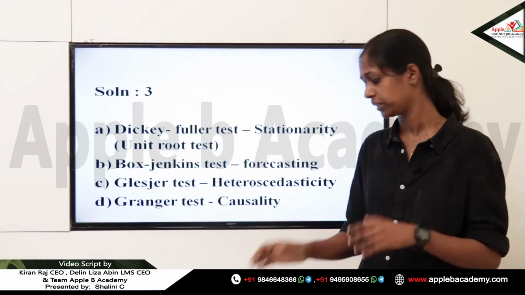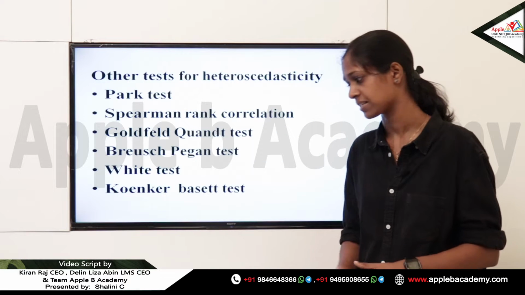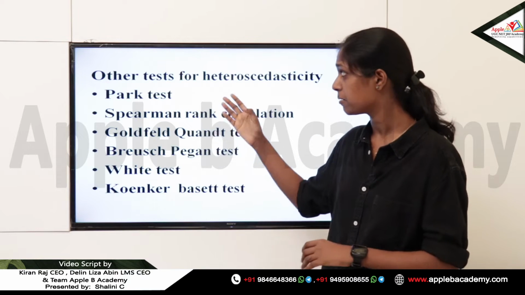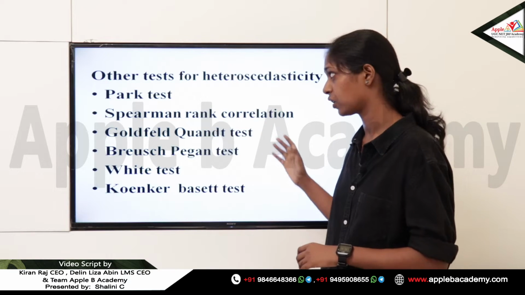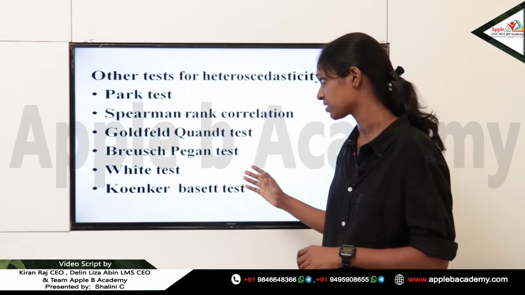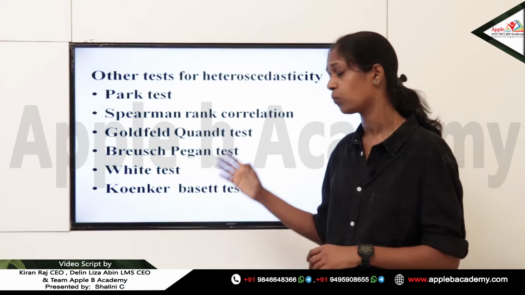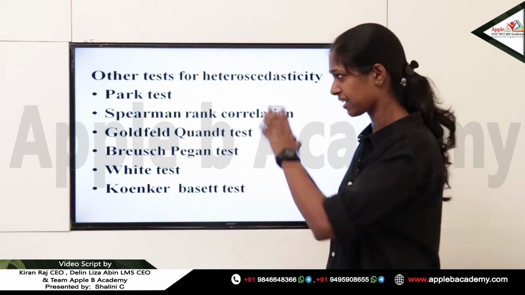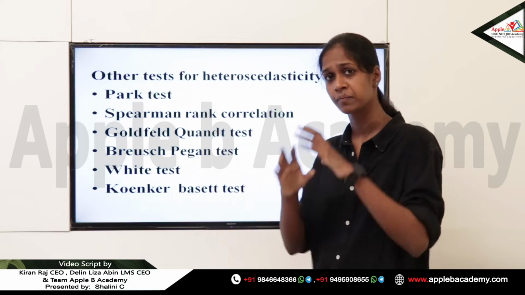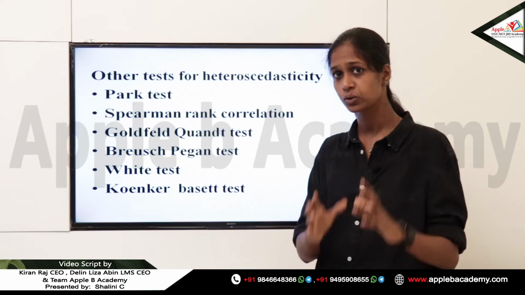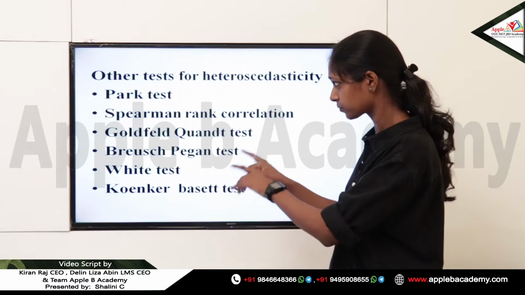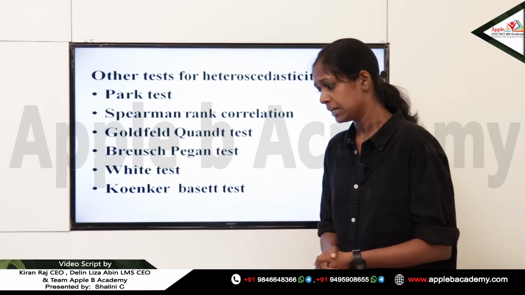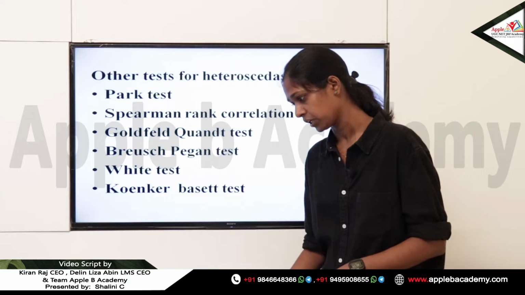We will also look into the other tests of heteroscedasticity. The other tests that are used for heteroscedasticity could be the Park test, Spearman rank correlation, Goldfeld-Quandt test, Breusch-Pagan test, White test and Koenker-Bassett test. These sections will mostly be asked as match the following, so it's good to know the names of the persons associated with these tests so that you can match them easily. So that's about question 1. Moving on to the next question.